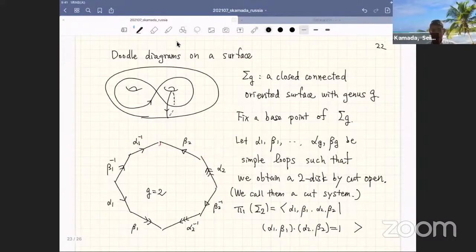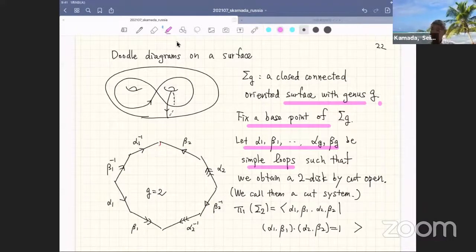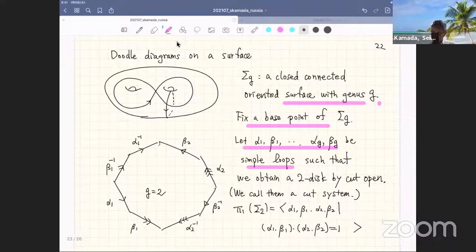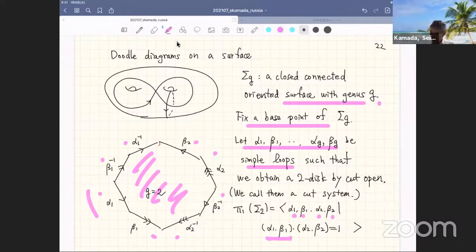And now we generalize these ideas to diagrams on a surface. Sigma G is a closed connected oriented surface with genus G, and we fix a base point. In this case, we also fix a cut system. A cut system means simple loops such that we obtain two disks by cutting open. For example, the genus 2 case is this one. After cutting, we have two disks. In other words, from the two disks, identifying the boundary, we have a genus 2 surface. And alpha 1, beta 1, alpha 2, beta 2 are oriented like this. So there is a product of commutators, and the product is 1.